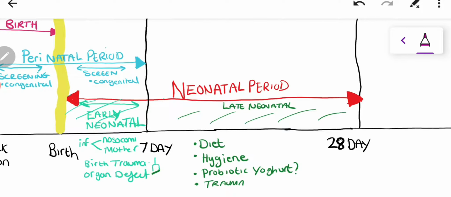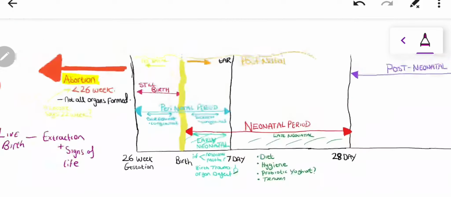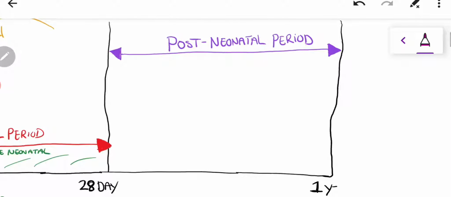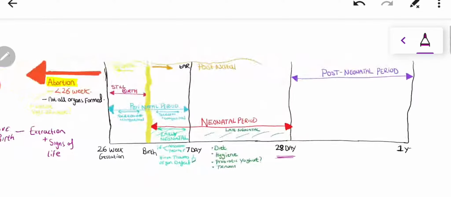Now moving on to the neonatal period, we have early neonatal and late neonatal. Early neonatal is from birth to 7 days, and late neonatal from 7 to 28 days, and all this comes under the neonatal period. So most things come from before 28 days. You have pre and postnatal, and you have early and late neonatal, and then you have perinatal as well, and post neonatal is 28 days to 1 year.